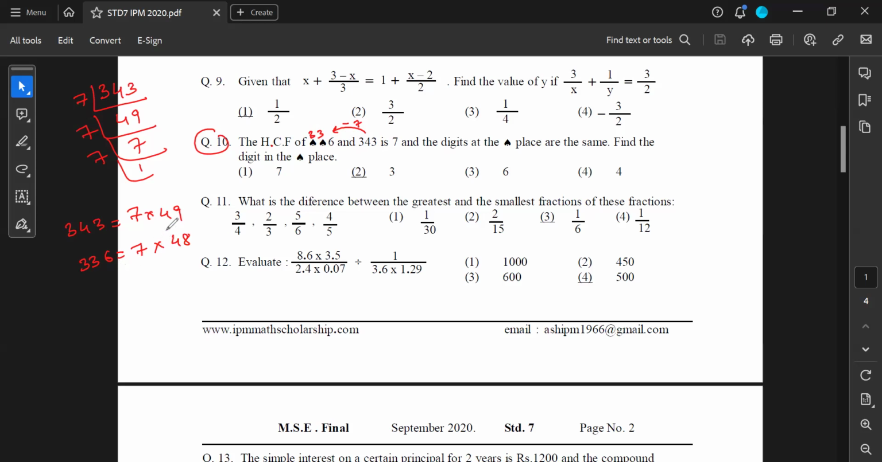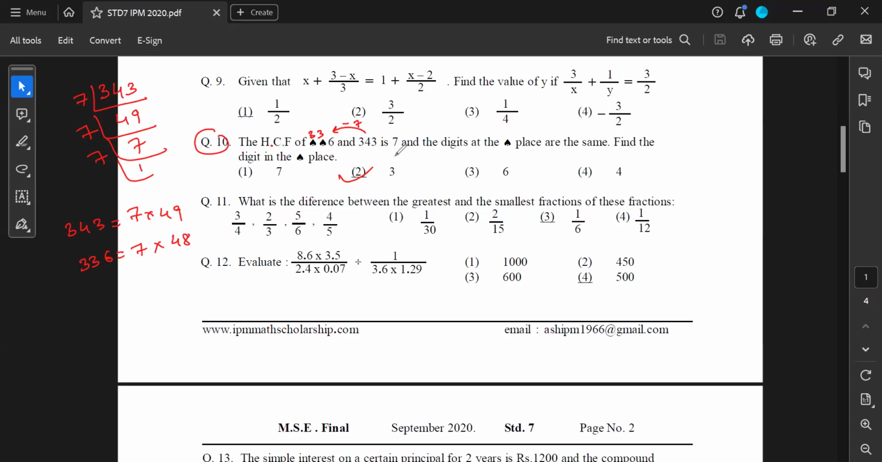Now, in this case, it is pretty clear 7 is the highest common factor which they can get. There are no other factors from here which they can get. Hence, I can confirm that 2 is my correct answer. And so this is the logical explanation.